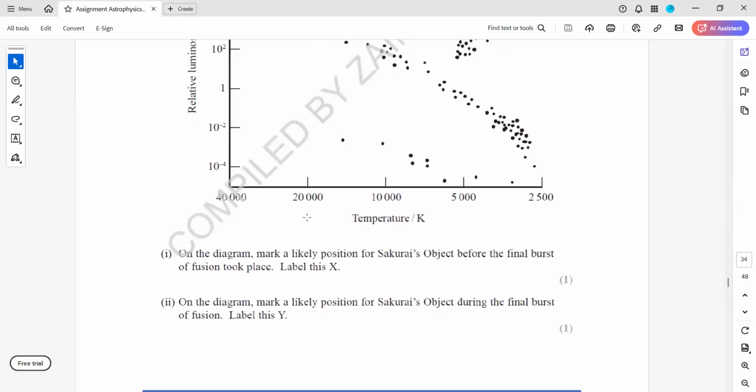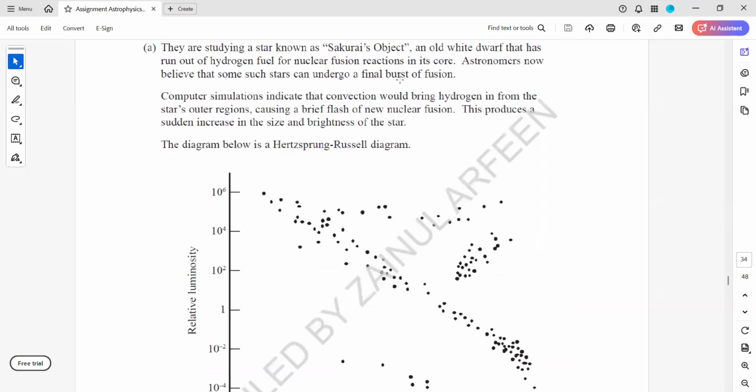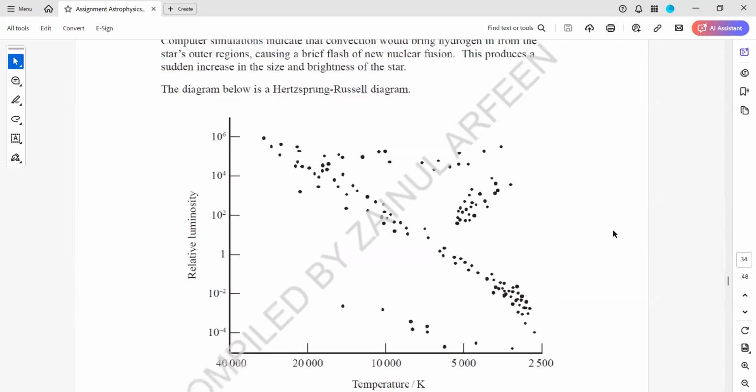Then on the diagram, mark a likely position of an object during the final burst. If you see, in the final burst, the size also increases. The final burst is there. As a result, the size and the brightness increase.